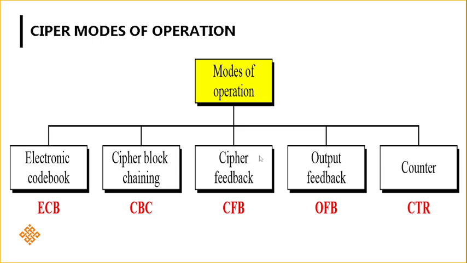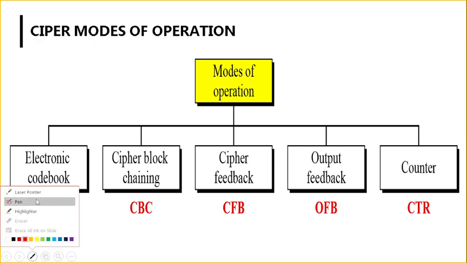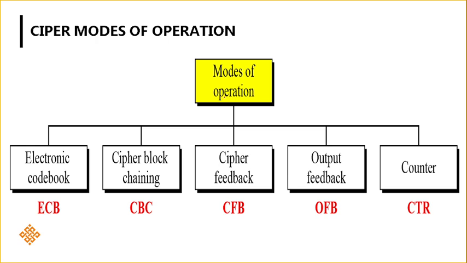In this video, I will be discussing different types of modes of operation in cryptography. So we have 5 different types of modes of operation, that is ECB, electronic codebook, CBC, that is cipher block chaining, then CFB, that is cipher feedback, OFB, output feedback, and CTR means counter method.